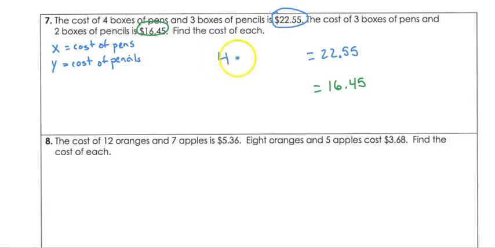And so now my first equation, 4 boxes of pens and 3 boxes of pencils. So 4 times however much pens cost plus 3 times however much pencils cost equals $22.55. And then for my second equation, 3 times however much pens cost plus 2 times pencils equals $16.45. Now, to solve this, we are actually going to graph these in Desmos.